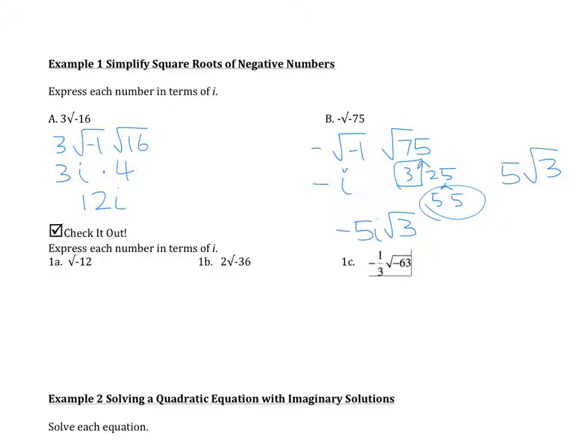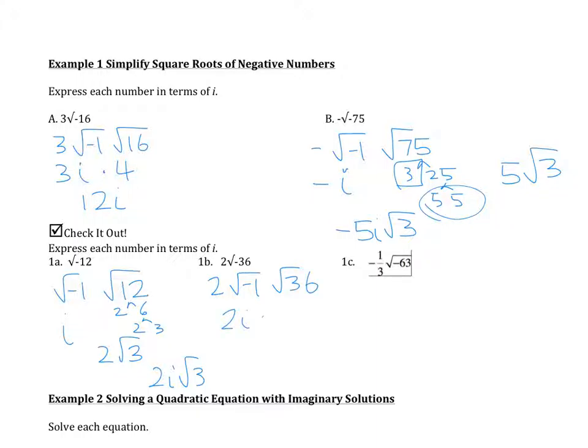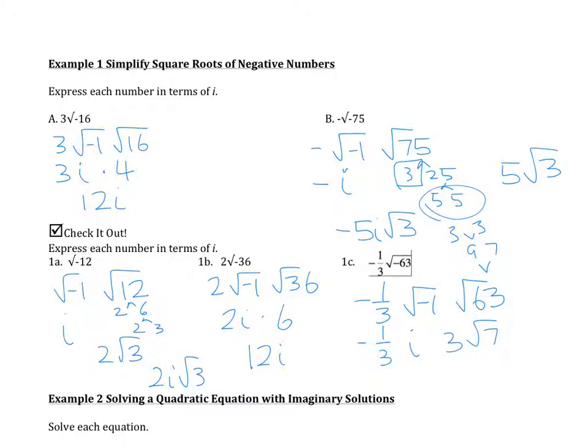I'll work with the check it outs with you, just to help you out. Square root of 12. So this would be 2i root 3. So 2i times 6, 12i. And 63. So this would be 3 root 7. Negative 1/3 times 3 is just negative 1. We still have the i, so negative i root 7.